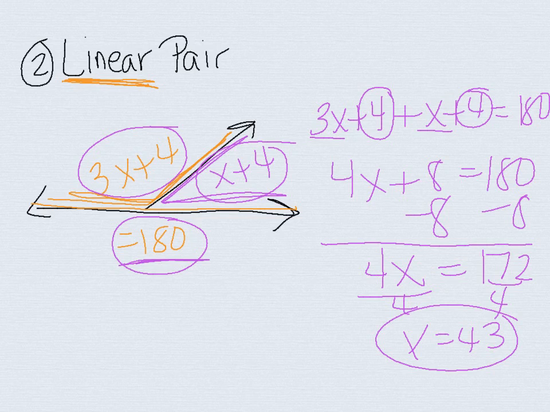Alright, 2 more examples to go. Let's bounce on to vertical angles real quick. So vertical angles are, if you remember, opposite of each other.